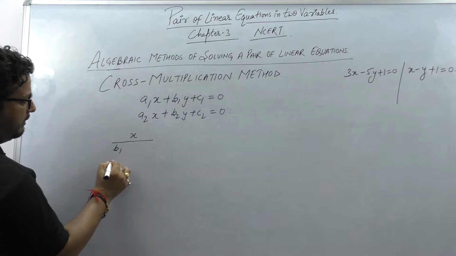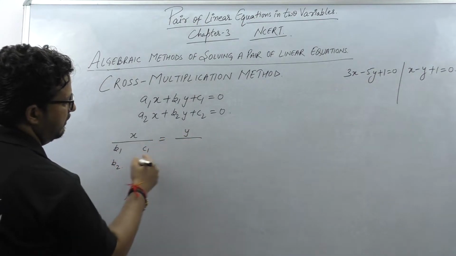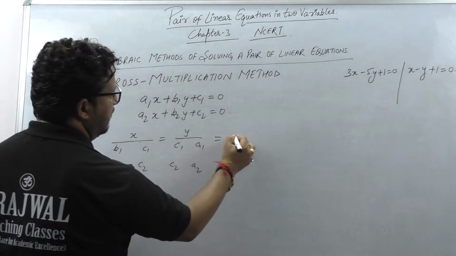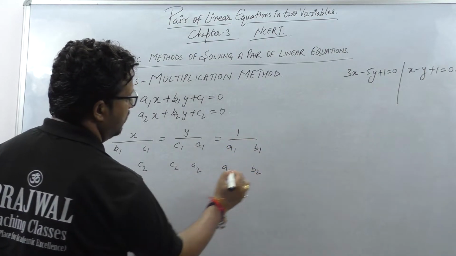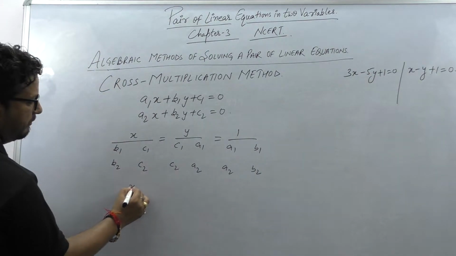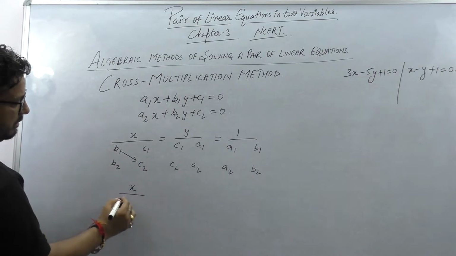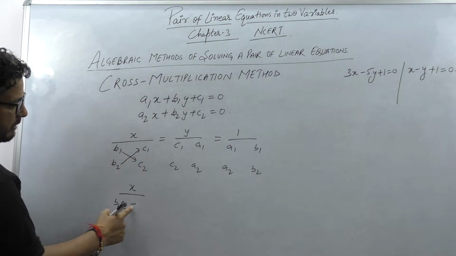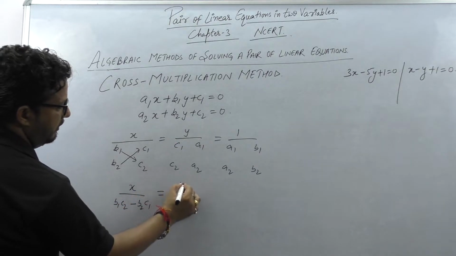The formula is like this: b1 b2 c1 c2. Again, here we have to repeat c1 c2 a1 a2, and here we write 1, a1 a2 b1 b2. Only this concept you have to learn, how to write it. Now after that, firstly we go down, so it will be b1 c2, and when we come up, we put a minus sign, so it will be b2 c1. Then for y, the same.